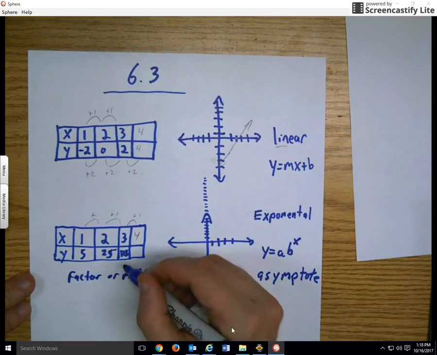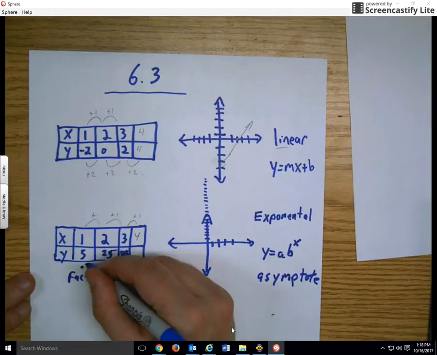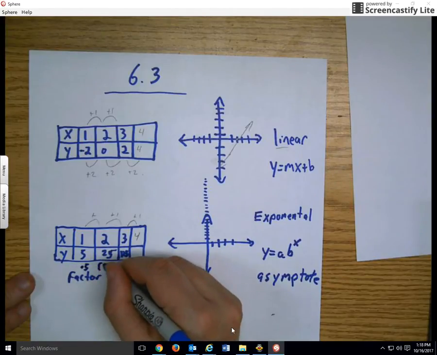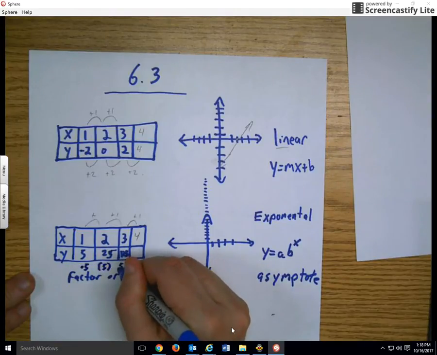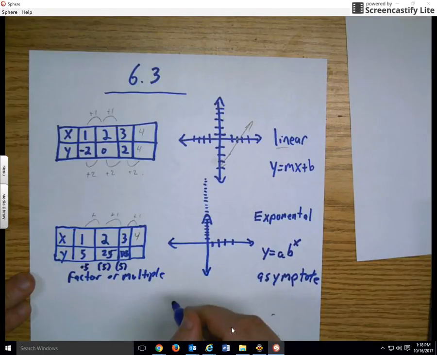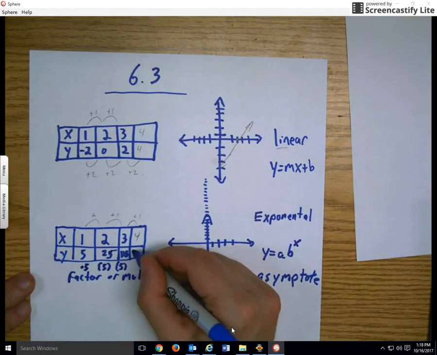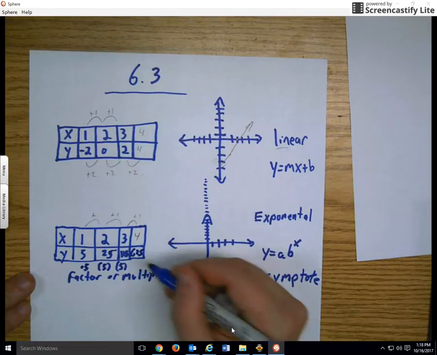What would the next number be? As you can see, we're multiplying by 5 each time. Here, I'll put it in parentheses, because we're representing exponents or powers. So we're multiplying by a factor or multiple of 5. And so the next number would be 625.